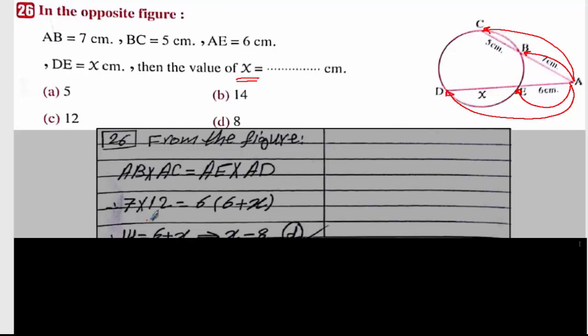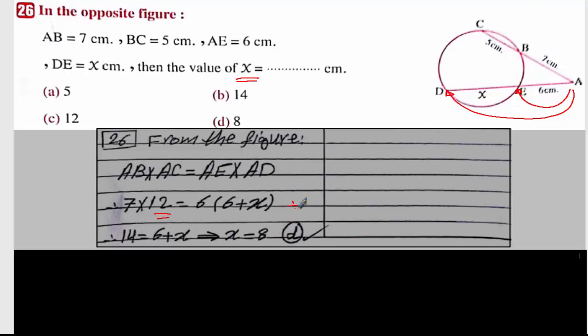So substitute AB equals 7 and AC equals 12. AC it is 7 plus 5, it is 12. Multiply AE which equals 6. Multiply 6 plus X. It is the length of line segment AD.